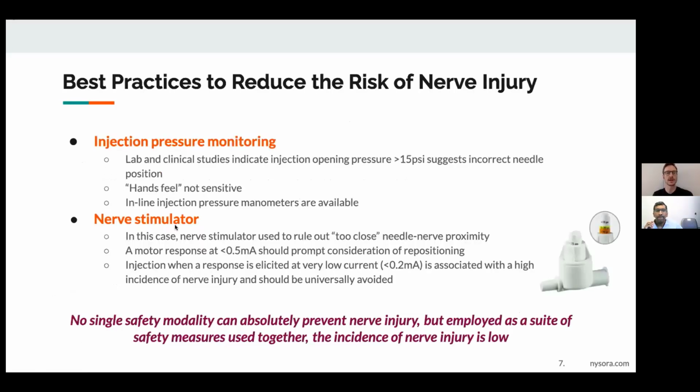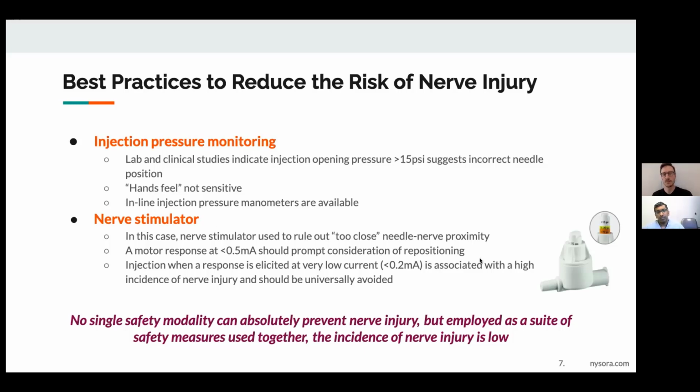Injection pressure monitoring. We're a bit lackadaisical about this in our block room, in fact, and we've talked at times about whether we should clean up our act a little bit, but at present we abide by this hands-feel technique, and we know from research that that's actually not all that sensitive. But we do rely on our assistants, who are generally anesthetic assistants in our block room, to tell us if it's tight to inject or not, if the pressure is high.